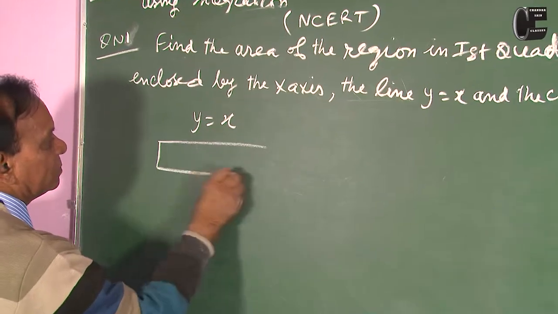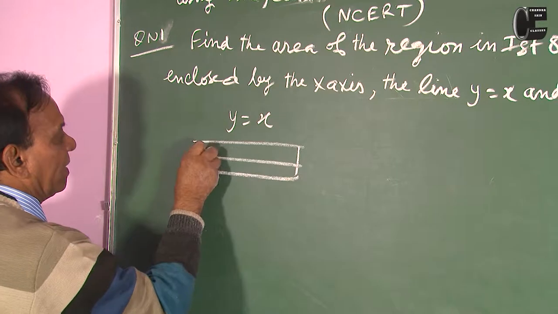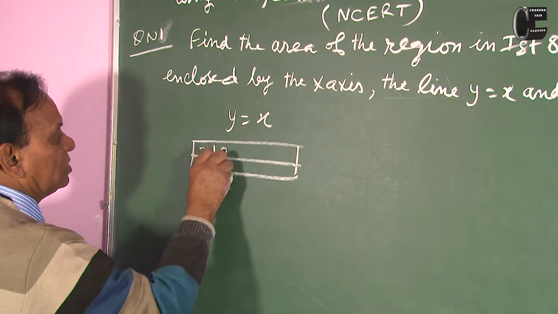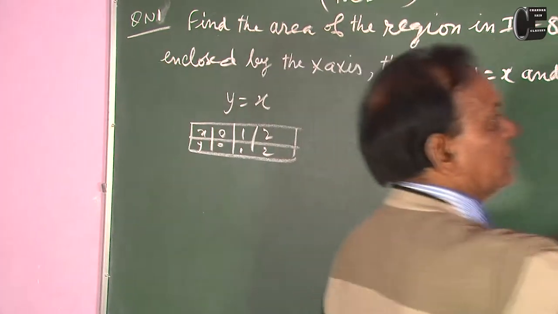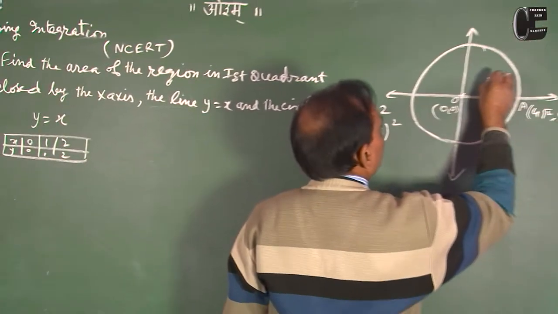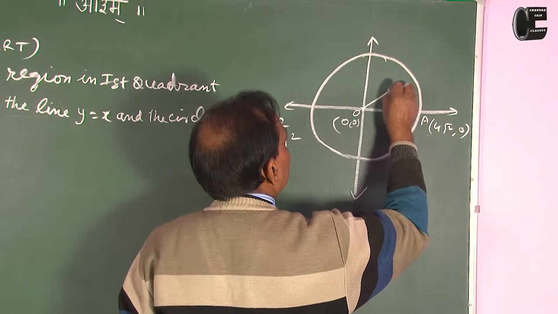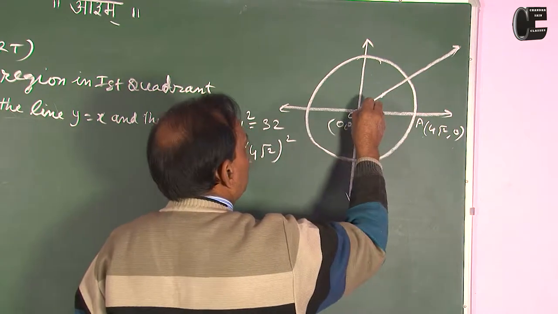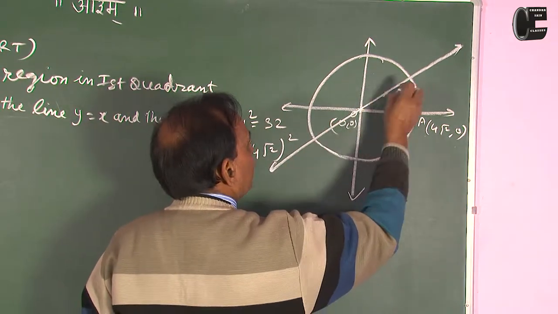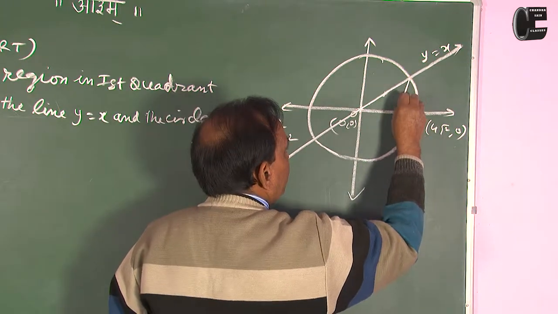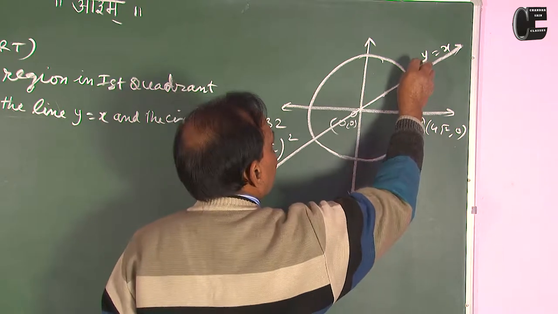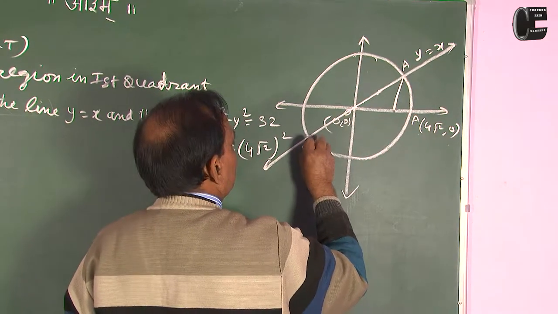Prepare a table here. X, y: 0, 0; 1, 1; and 2, 2. Yes, 0, 0, this is 1, 1. This is a line, y equal to x. Now we have to find this point, a, b, on the line.